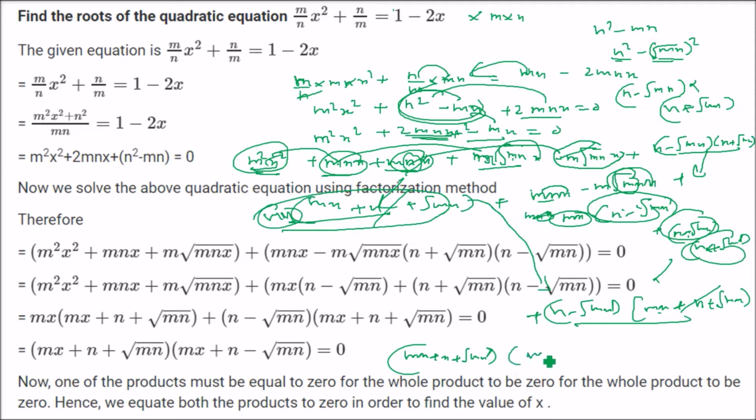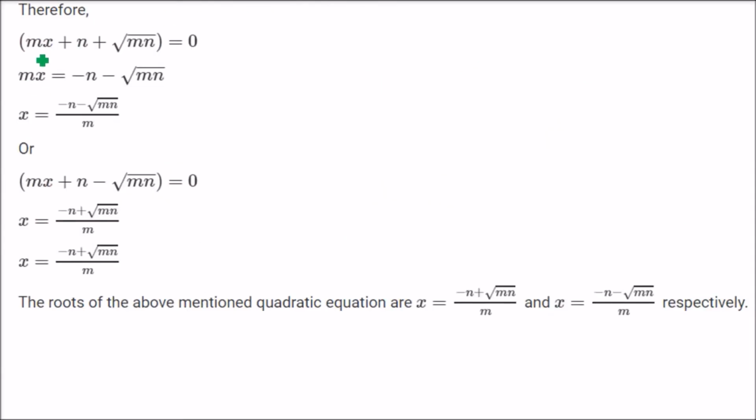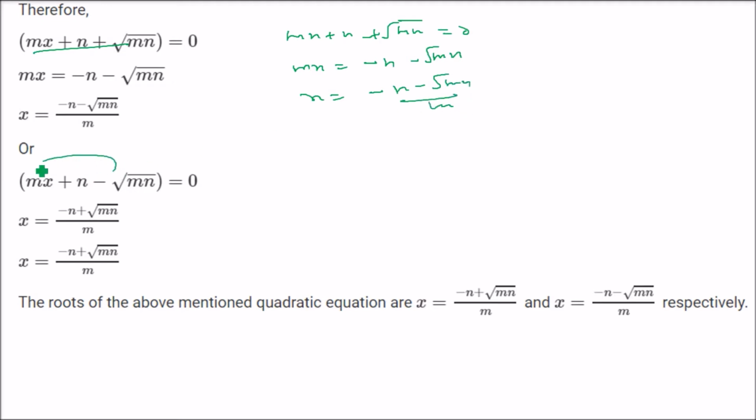What do we get? mx plus n minus root mn. See, these two are the roots. This one and this one are the roots. Just put this equal to 0 and this equal to 0, you will get the solution. So when I put this equal to 0, that is mx plus n plus root mn equal to 0, I get mx equal to minus n minus root mn. x will be equal to minus n minus root mn by m.